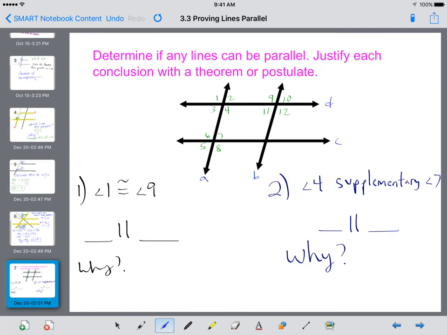Last example. Determine if any lines can be parallel. Justify each conclusion with a theorem or postulate. Angle 1 congruent to angle 9. So here's angle 1 congruent to angle 9. The two lines I'm touching here are line A and line B. Those are corresponding angles with D being the transversal. So I would say A is parallel to B. And the reason: the converse of our corresponding angles.